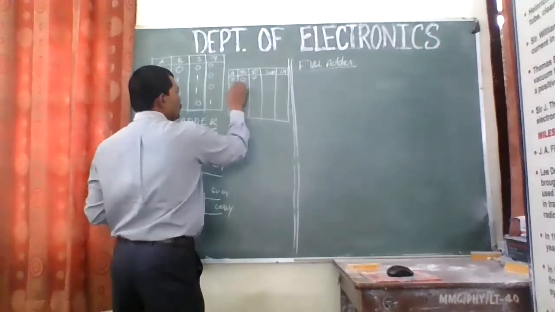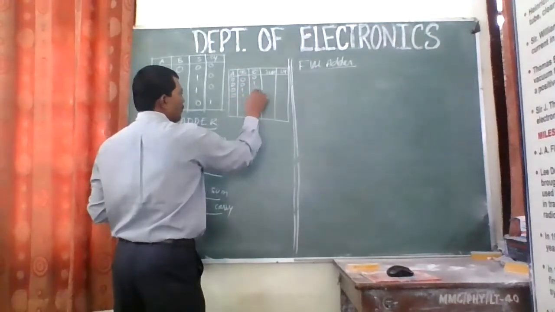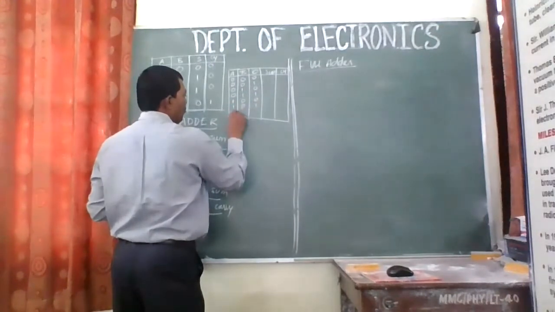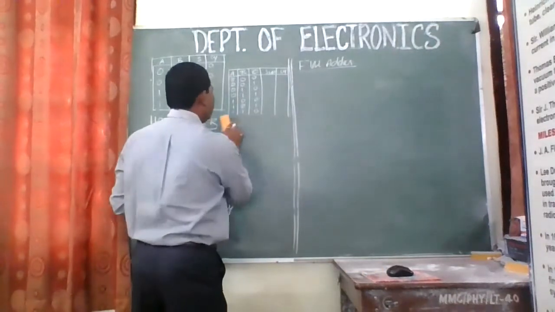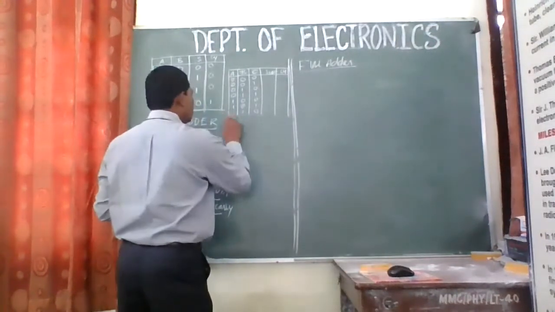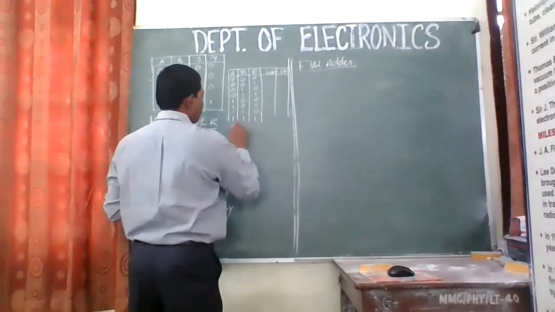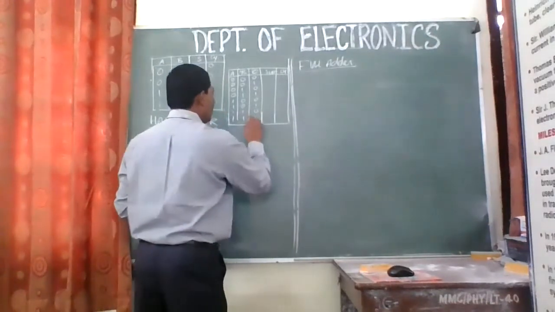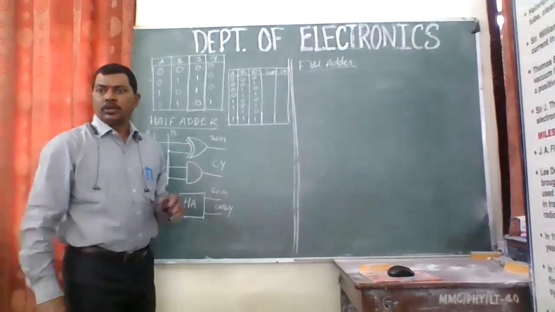So I will go through like 0 0 0, 0 0 1, 0 1 0, 0 1 1, 1 0 0, 1 0 1, 1 1 0, and lastly we'll have 1 1 1. So these are the combinations in which we are expecting to give the inputs, right? Accordingly, we will have the output.